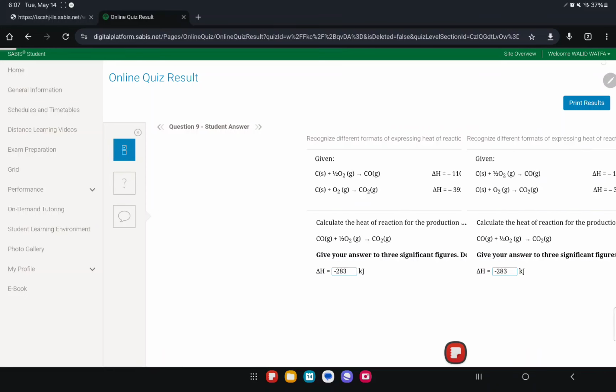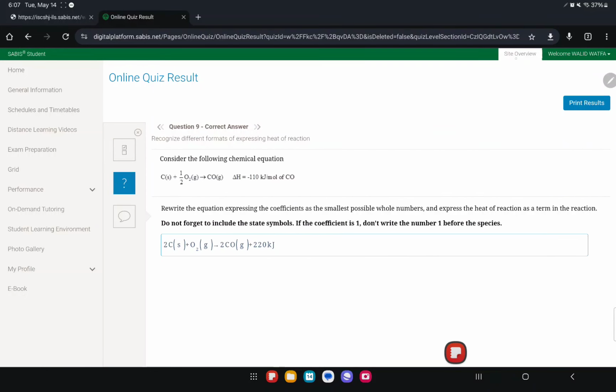Question 9. Okay, I think they want smallest whole numbers, right? So what do we have? We have the 1 over 2. How would you get rid of it? You just multiply by the denominator, times 2. So you just multiply everything by 2. Instead of C, it's going to become 2C. Obviously put the state symbols, it was solid, so just put solid. And the half O2 cancels the denominator, so it becomes O2, and it's a gas. To produce, obviously, multiply everything by 2, 2CO, gas.